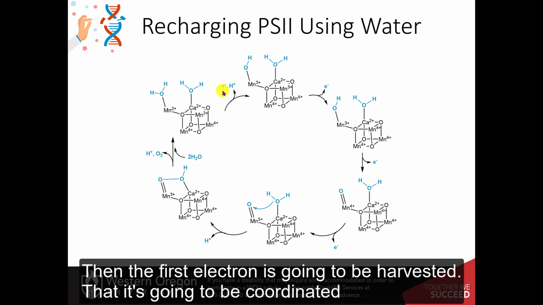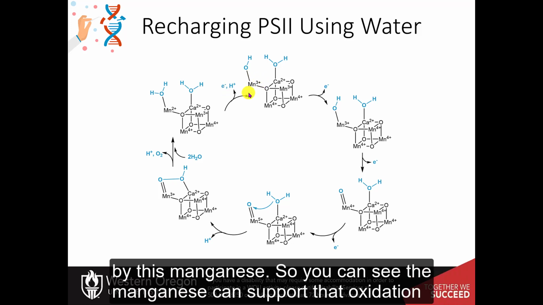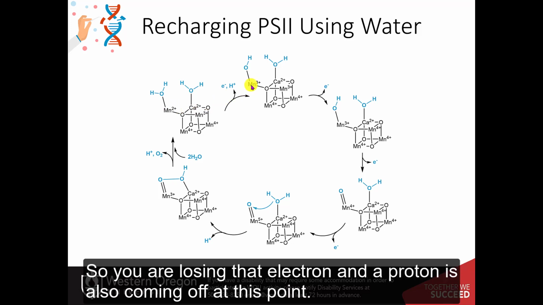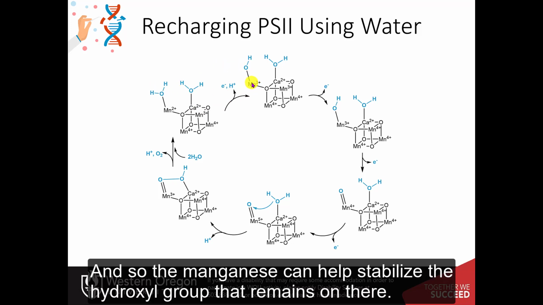Then the first electron is going to be harvested. That is going to be coordinated by this manganese. So you can see the manganese can support that oxidation step and goes to an oxidation state of +3 from the +2. So you're losing that electron, and a proton is also coming off at this point. And so the manganese can help stabilize the hydroxyl group that remains on there.